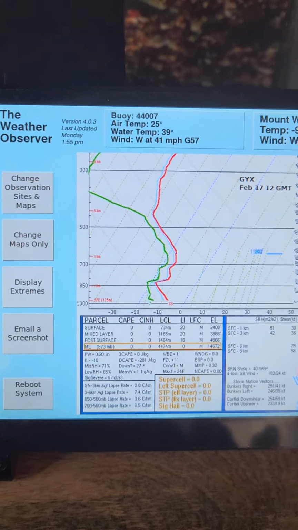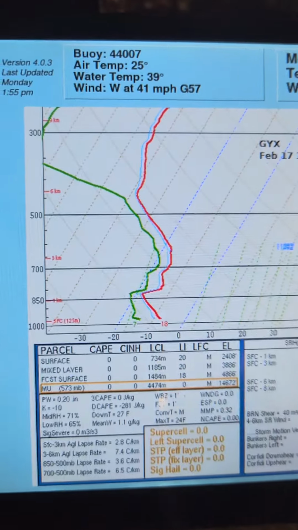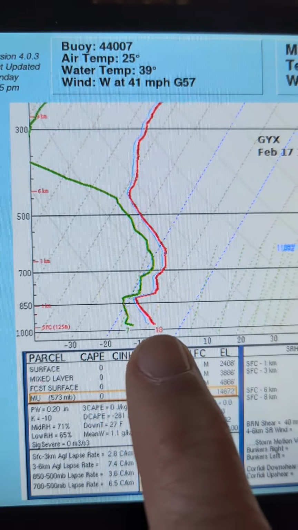And look, the skew T log P diagram is back to normal, so the temperature gets colder as you go up in elevation.